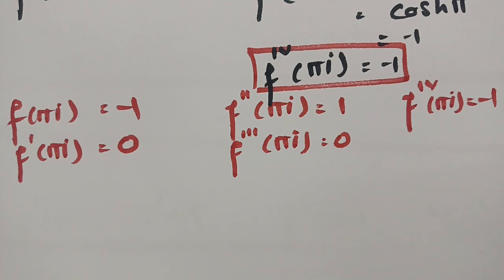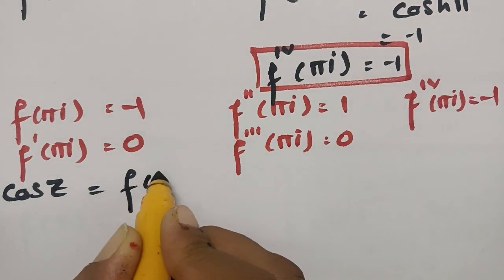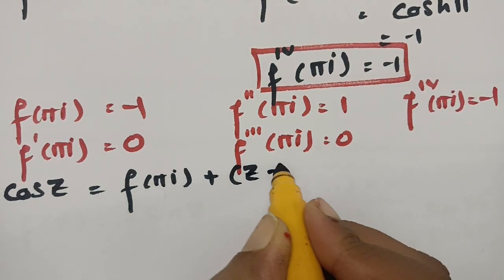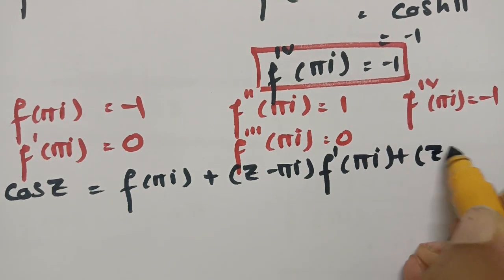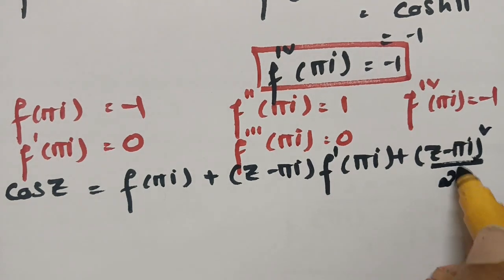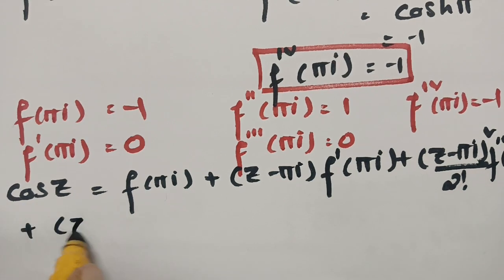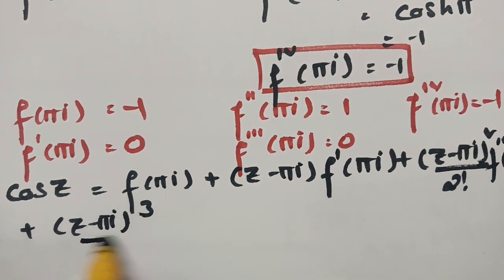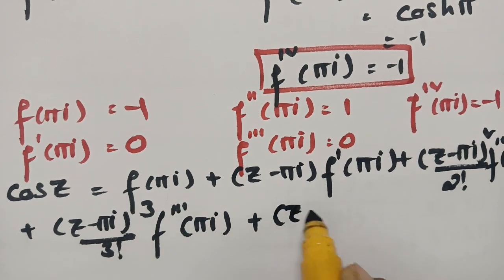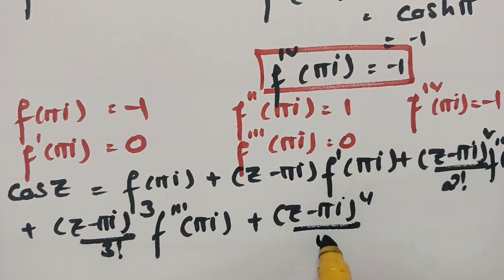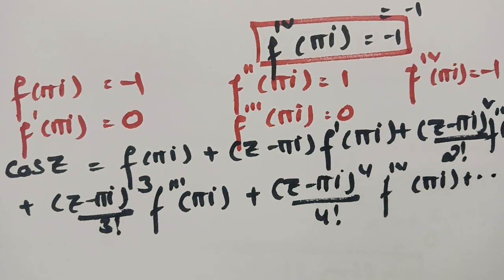So now what is our Taylor series expansion? cos z is equal to f of πi plus (z minus πi) into f dash of πi plus (z minus πi) whole square by 2 factorial into f double dash of πi, and next (z minus πi) whole cube by 3 factorial into f triple dash of πi plus (z minus πi) power 4 by 4 factorial into the fourth derivative of πi, plus and so on.